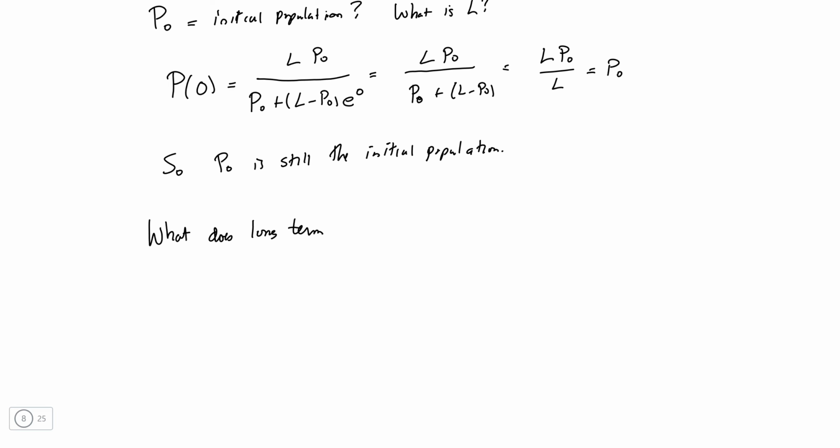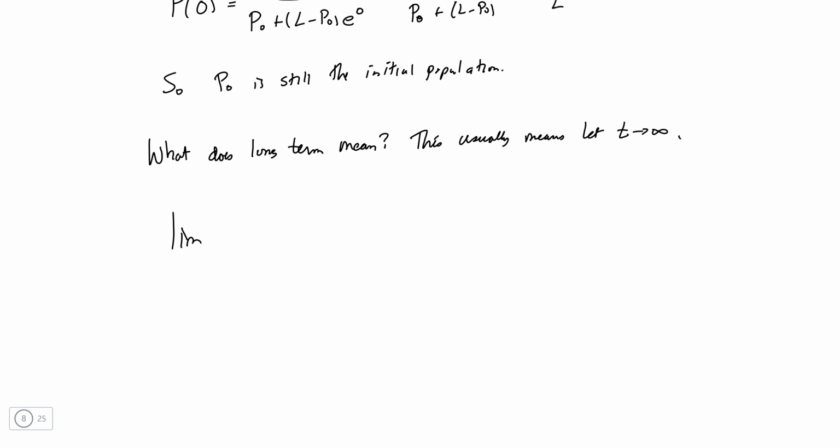This is important because often you might be asked what happens to this long term, and you'd like to know, well, what does that even mean? When someone says that, this usually means let t go towards infinity. So let the population keep growing. So let's look at what's going on as t goes towards infinity of P of t.